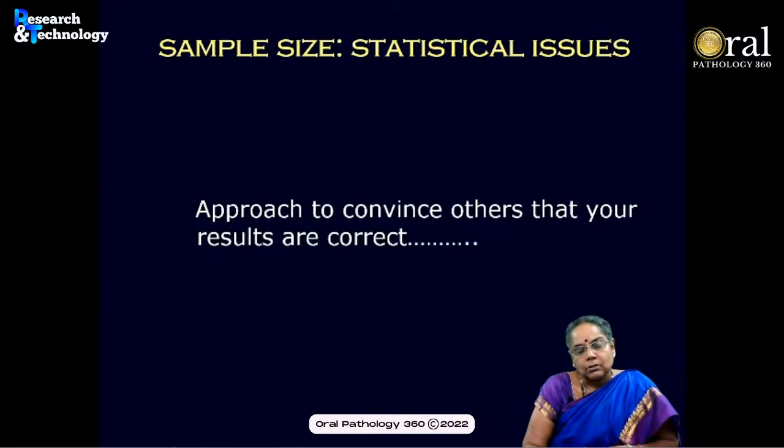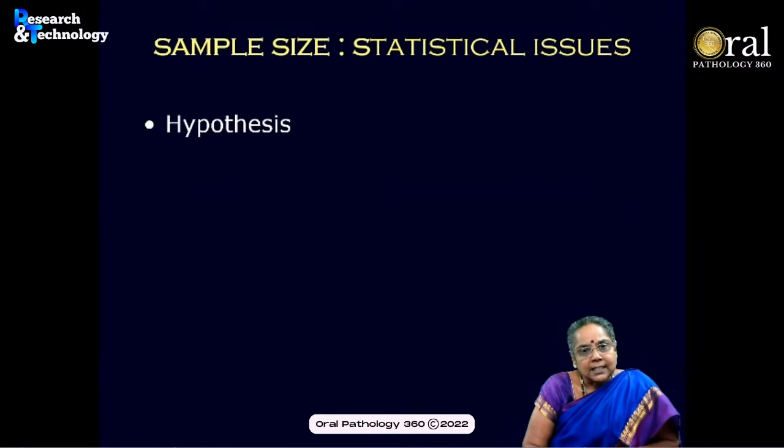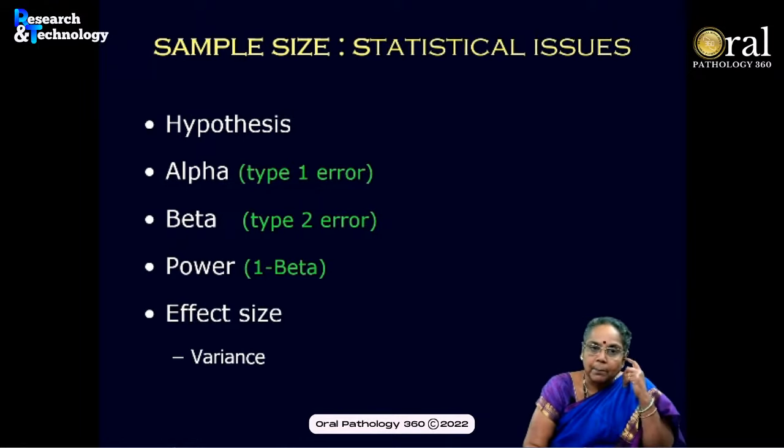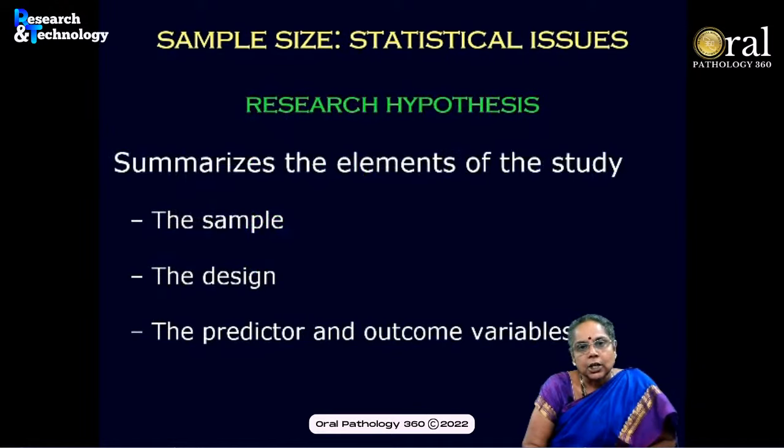So how do you approach, or should I say, convince others that my results are correct? For this, I need to explain to you what a hypothesis is in brief and what is alpha, or the type 1 error which I just mentioned. And then we have the beta, the type 2 error. We have the power, which is 1 minus beta. And then we have the effect size with the variance incorporated too. Now in this presentation, which I'm calling part 1, I will be talking to you about the hypothesis and alpha. And in my part 2 presentation, I will be covering the beta, the power, and the effect size.